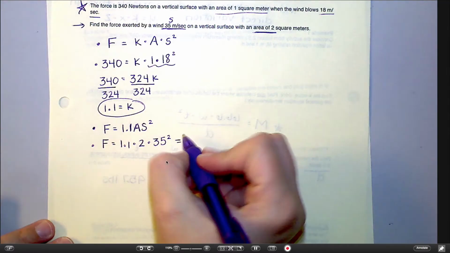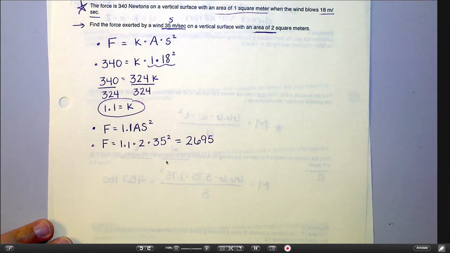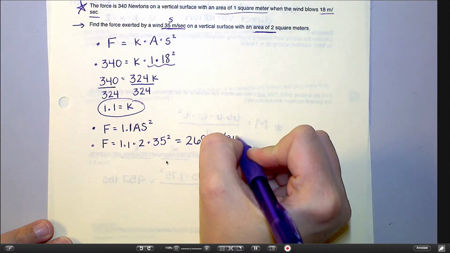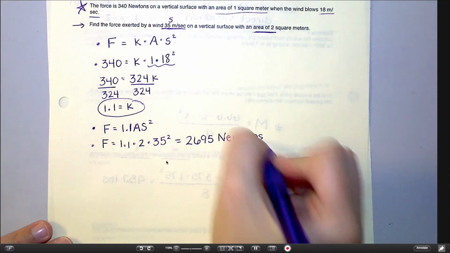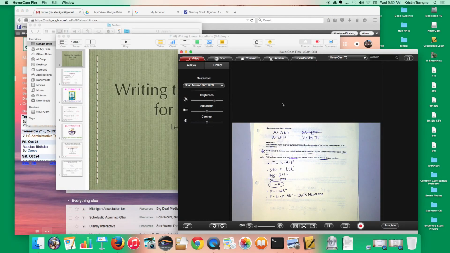Anybody have it yet? 2,695. Do we agree? Okay. And how are we measuring force? In newtons. So that would be my final answer. That's nothing new to you, right? That's the same process we've done with all of these. Now it's just that you have more than one variable. But I still would have to give you values for all of those variables for you to solve for K. So it really works the same way. Good? Questions on that at all? Okay. So we have one more new thing.